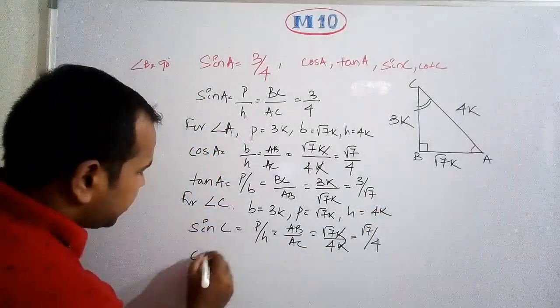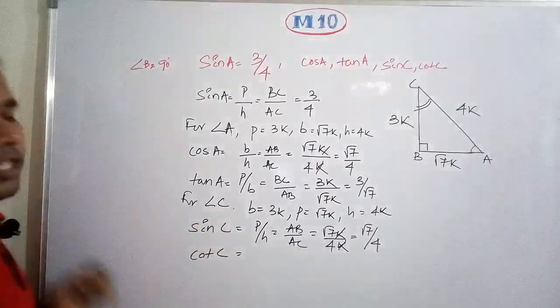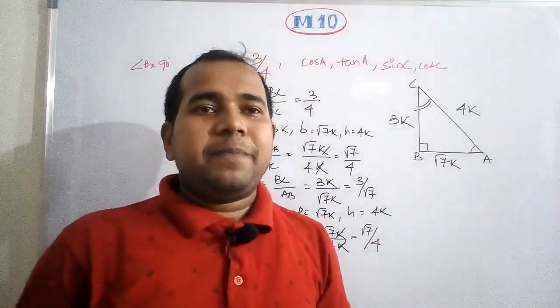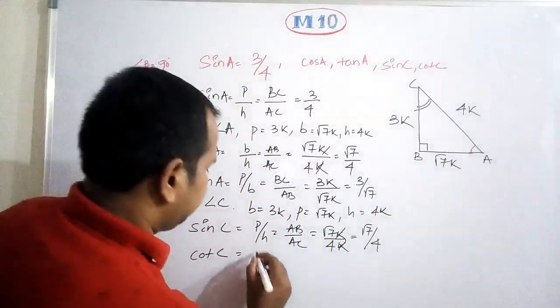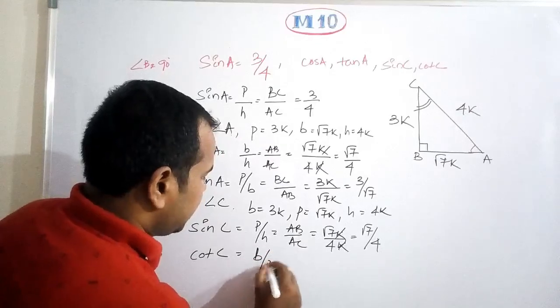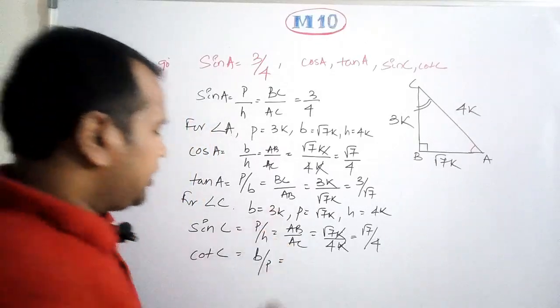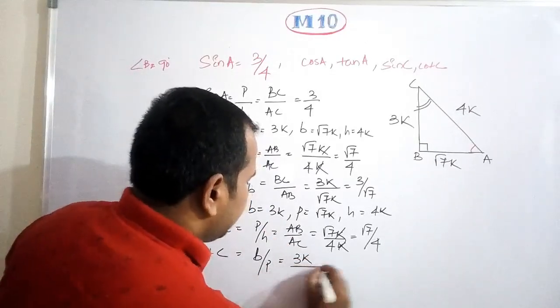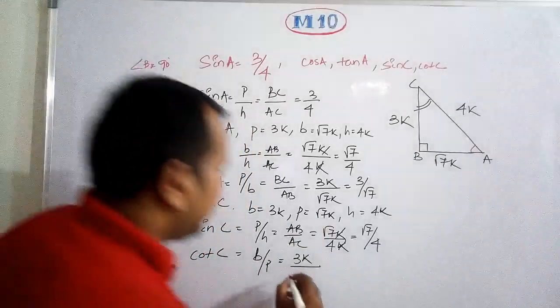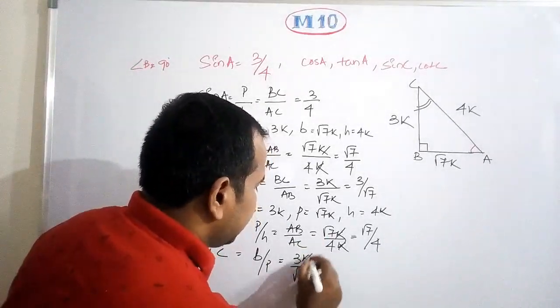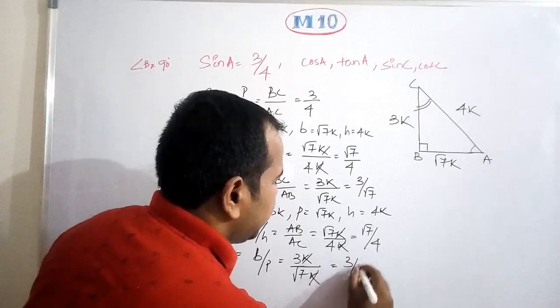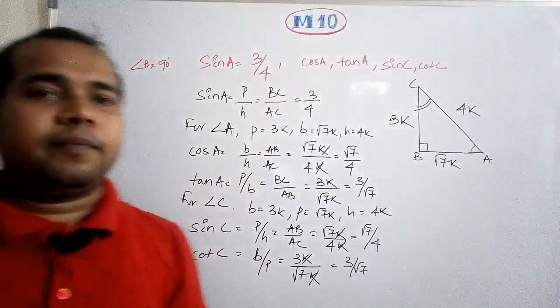Then comes cot C. What is cot C? Cot is B divided by P. So what have you got? B here is 3K, and what is P here? Root 7K. It is cancelled out, that is 3 divided by root 7.